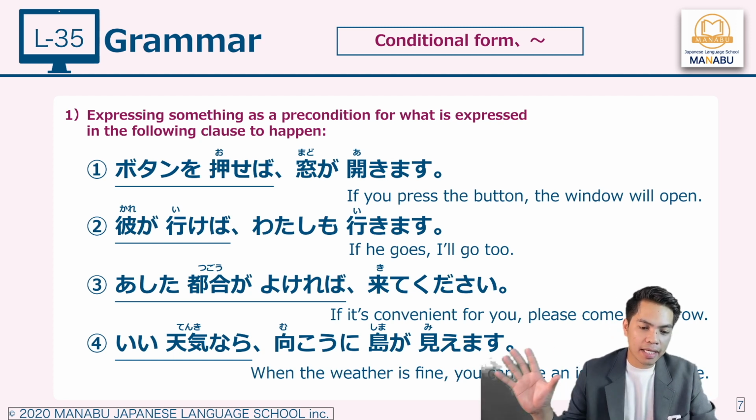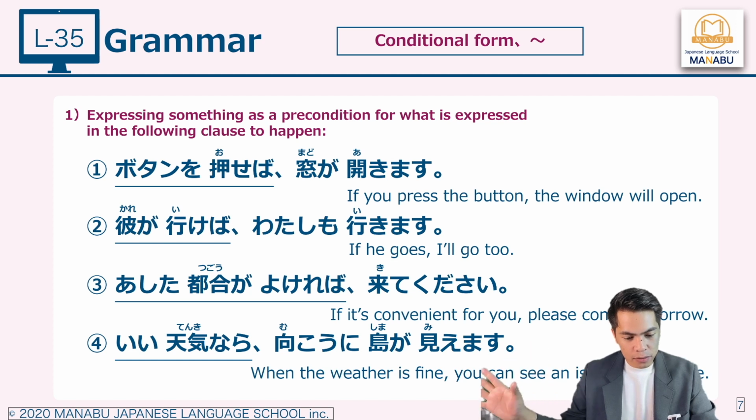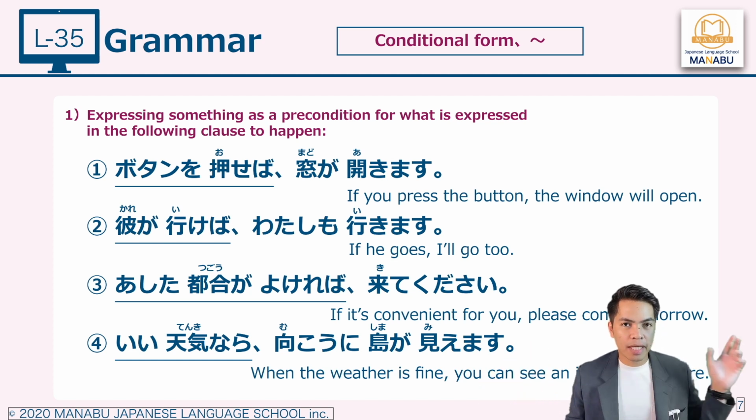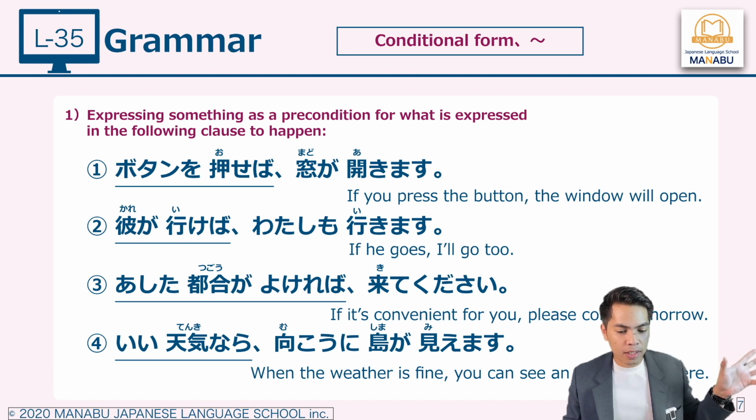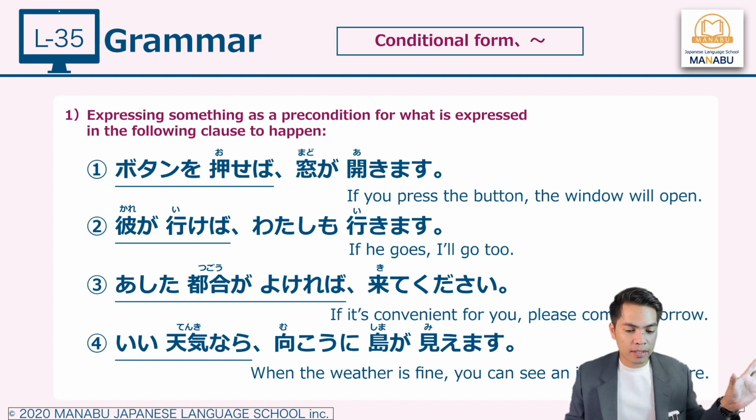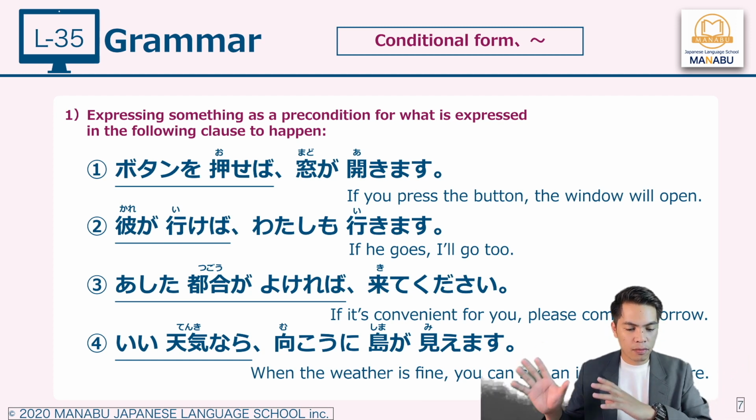So, kare ga ikeba, if he goes, watashi mo ikimasu, I will go too. So the following clause is watashi mo ikimasu, I will go too. So there is a precondition. I will go too if he will go.